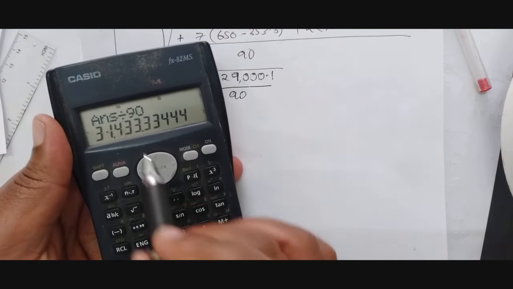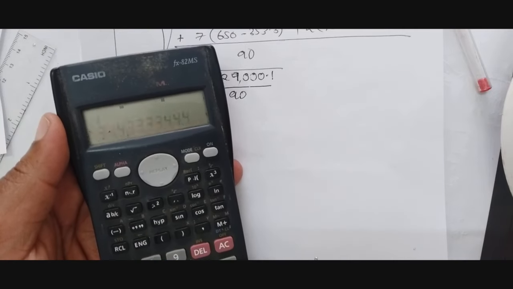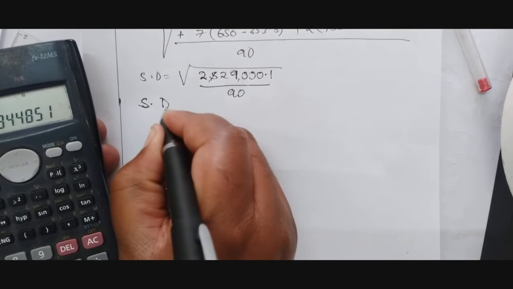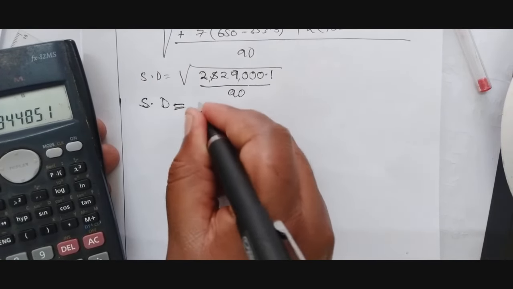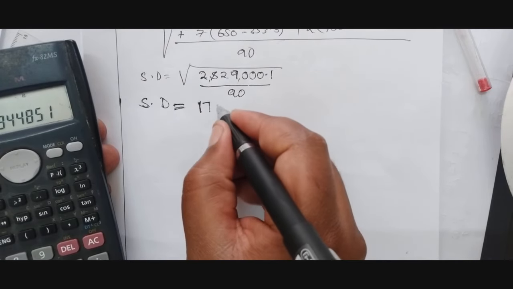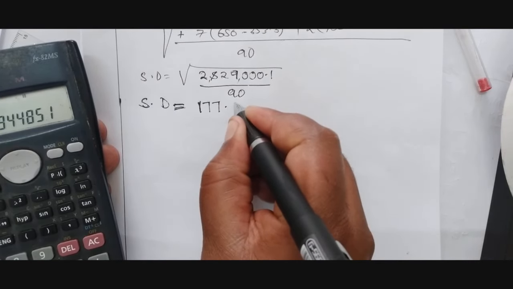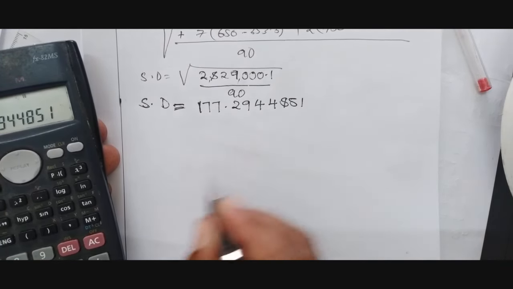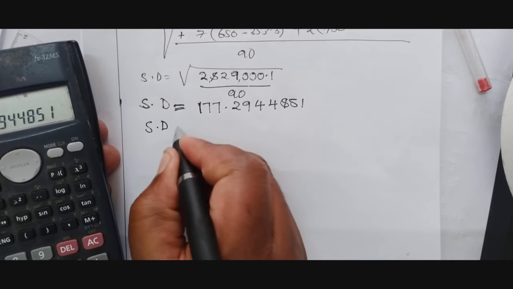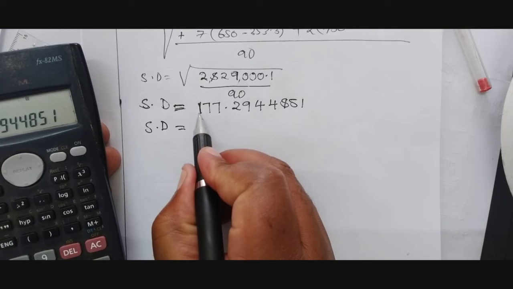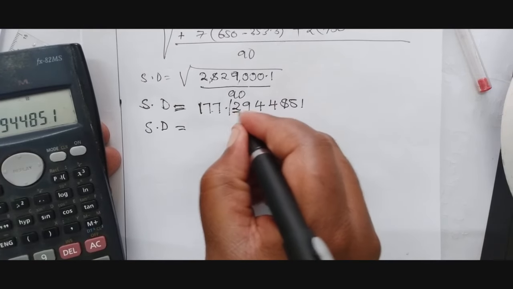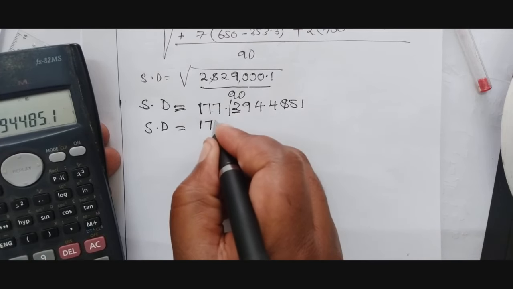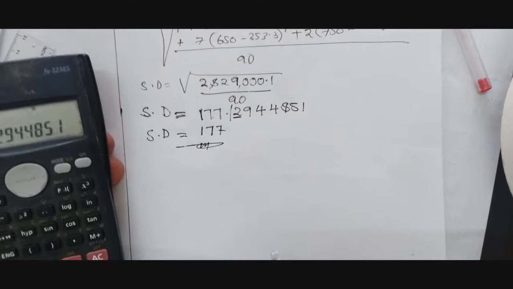What do I get? This one. Direct punch the square root. So your answer, you say SD, standard deviation, is equal to 7.2944851. Give it correct to 3 significant figures. So you're going to say 1, 2, 3. We'll cut here and consider this one as 0. 0 plus 7, you have 7. You have 1, 7, 7. This one is your standard deviation.